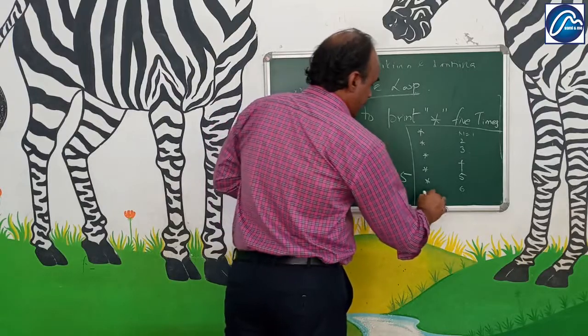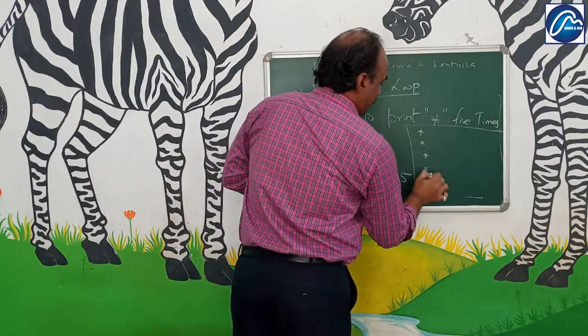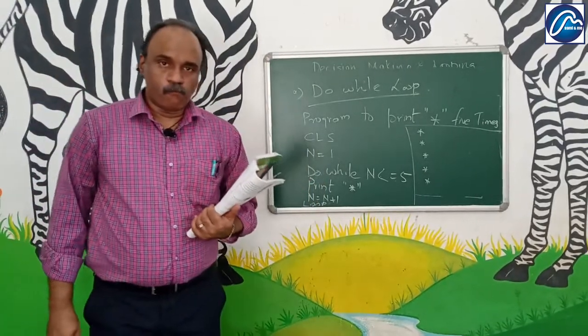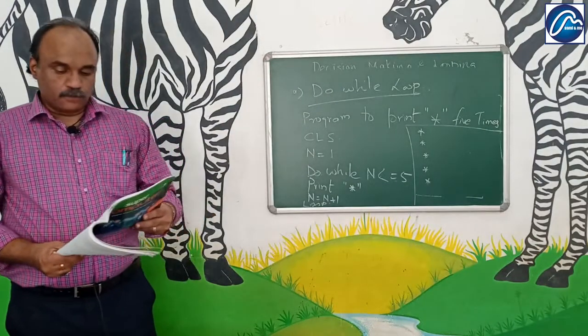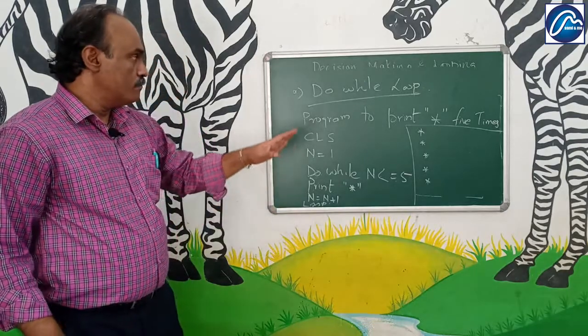So the program ends, and your output will be this. So what is that? 5 times I have printed. Is it clear to all of you? Is it clear? So this is about the do while loop.